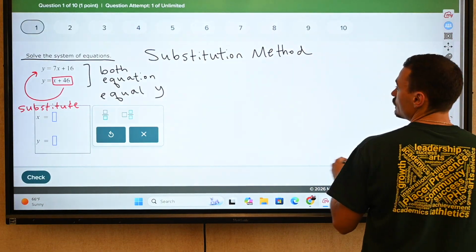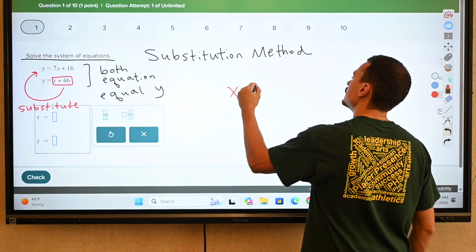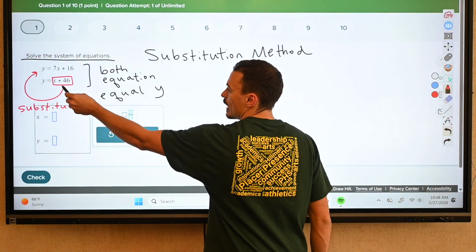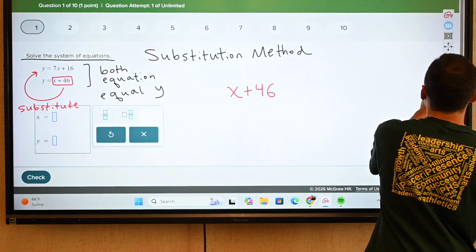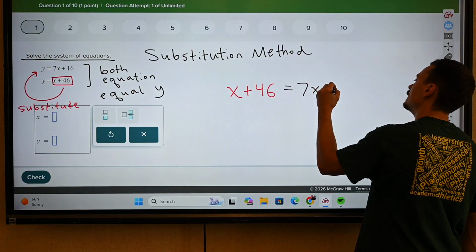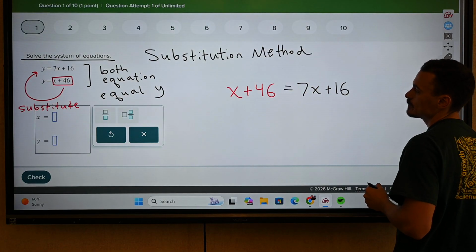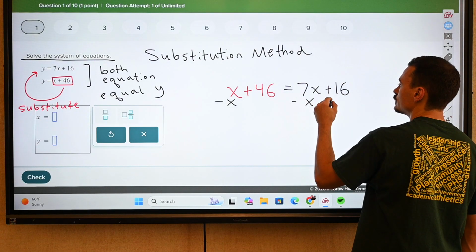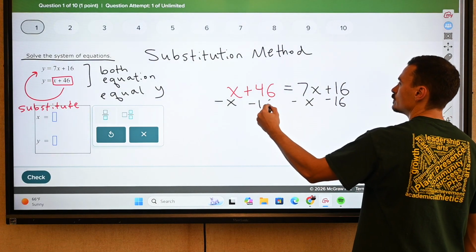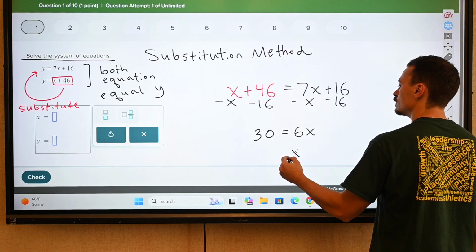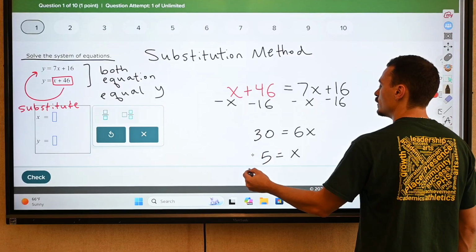So then we'll have x plus 46. If you're a little confused, I'm doing it in red, taking the red and putting it in place of y. That's going to equal 7x plus 16. Now we solve the equation. We get x equals 5.